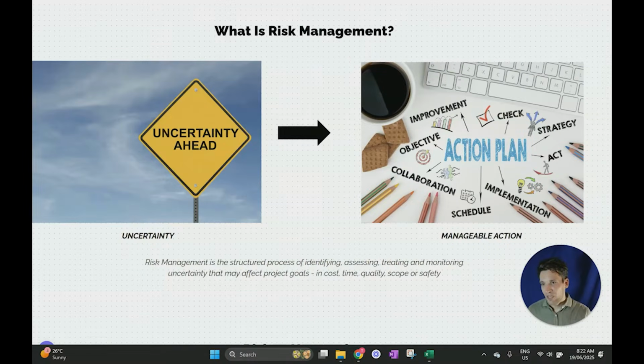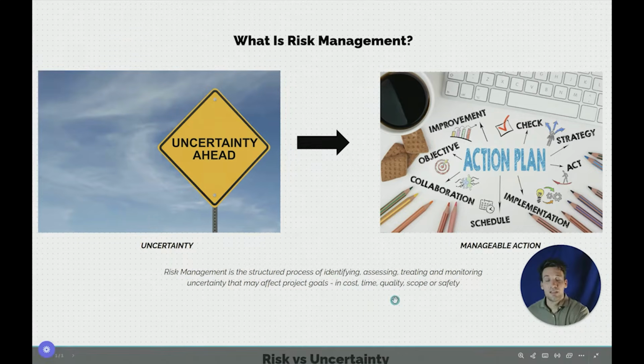So put simply, risk management, what is it? Well, it's the process of how we take uncertainty and turn it into manageable action. Risk management is the structured approach of identifying, assessing, treating, and monitoring uncertainty that may affect our project goals. Project goals could be anything like cost, time, quality, scope, safety, reputation with the client. So, risk management is the way we address the sources of uncertainty and how they impact these goals. It allows us to turn uncertainty into manageable action.